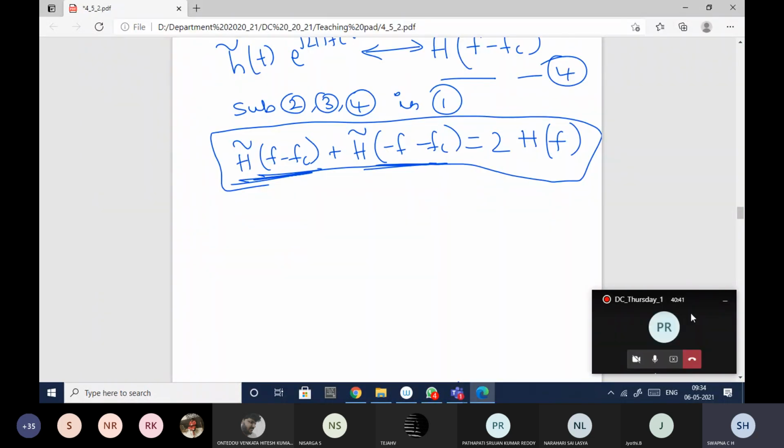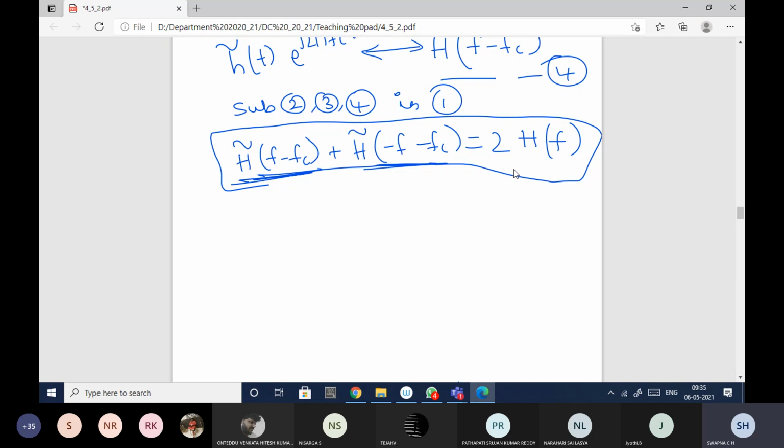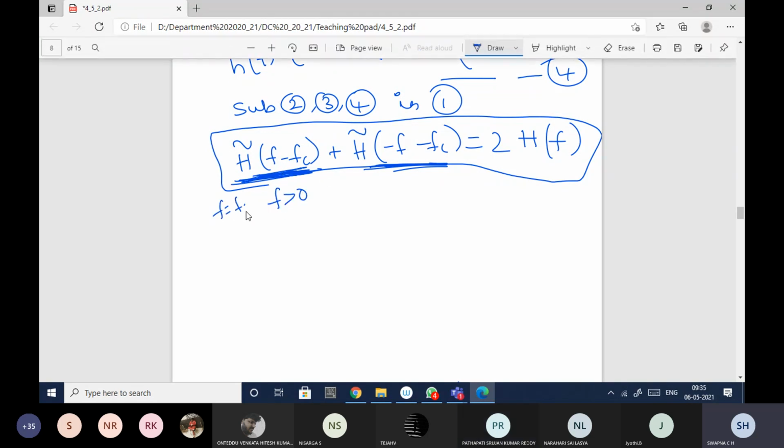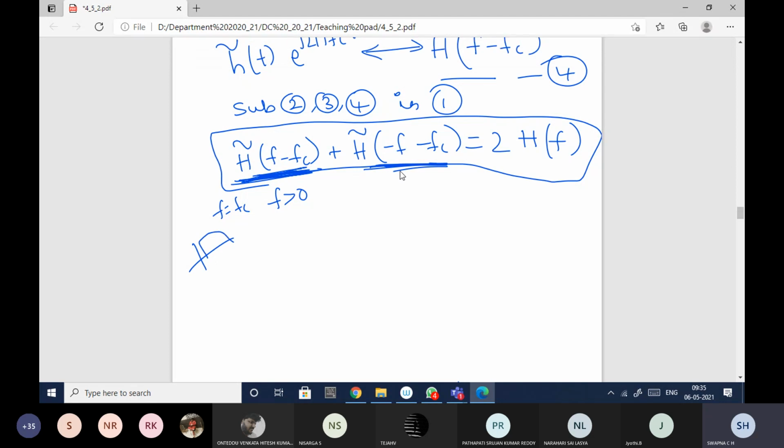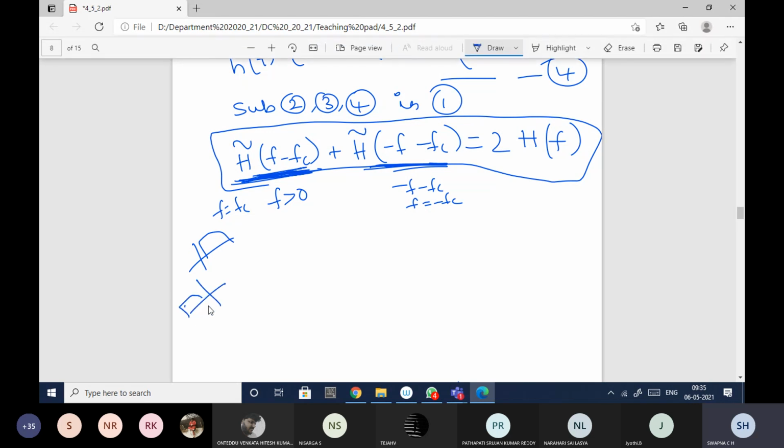Okay, fine. So this is what you have got: 2 h of f. But what I want is only the positive frequencies. Now tell me which spectrum will represent the positive frequencies. This one or this one? First one, ma'am. First one is f greater than 0. So f is equal to fc, means that you will have it at fc. This is minus f minus fc, so f will be equal to minus fc. So you'll have the negative frequencies. I don't want negative frequencies, I just want the positive frequencies.